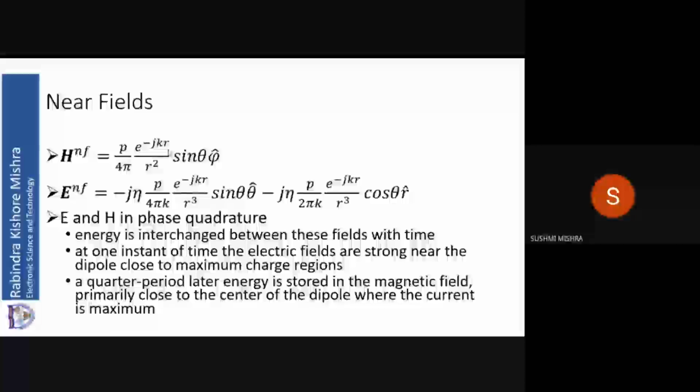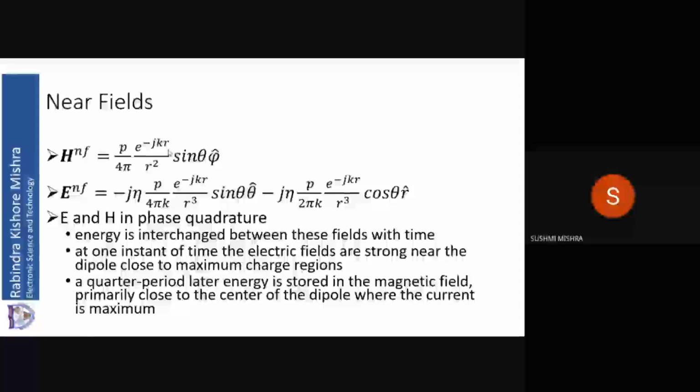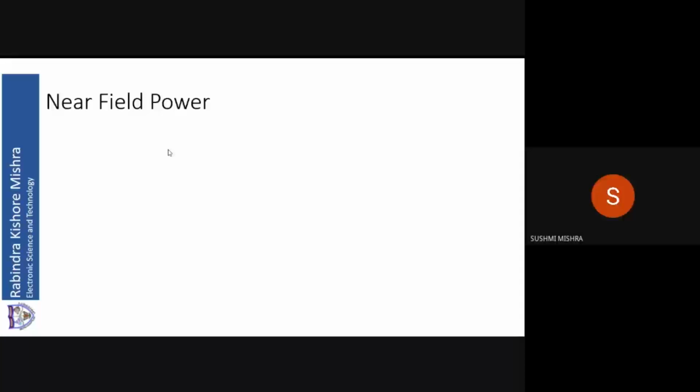Now once we find out these near fields, let us find out what the power there will be. There can be some power in the near fields. So let us find out power. How to find out power? First find out the power density. Power density for the near field will follow the same expression, 1 by 2 E cross H star. Here it will be E near field cross H near field star.